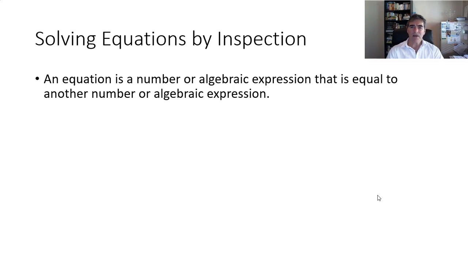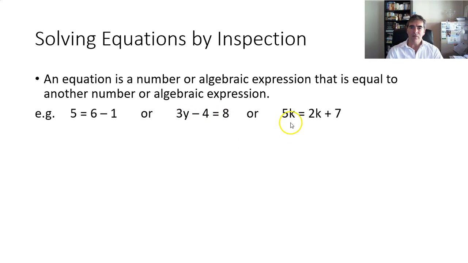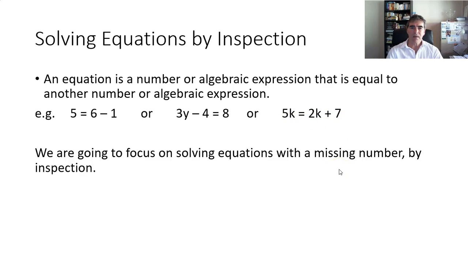Well, it's a number or an algebraic expression that's equal to another number, or even the same number, or some other algebraic expression. For instance, 5 equals 6 minus 1. Well, there's a true equation. Or 3y minus 4 equals 8 is an equation, so we have an expression equal to a number. Or 5k equals 2k plus 7, so an expression equal to another expression.